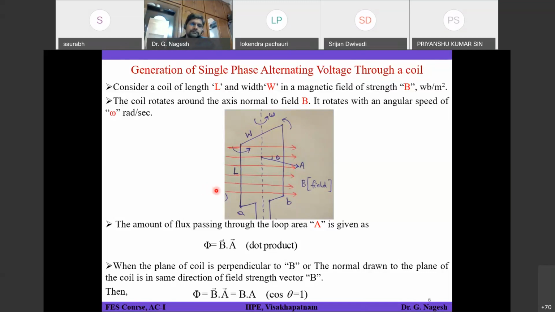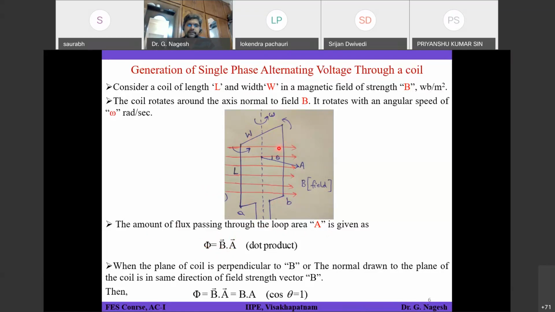So we'll see how the voltage is generated, what is the expression for the voltage generated in this coil. The amount of flux passing through the loop area: if you consider this L into W as the loop area, the flux passing through this loop area is given by phi equals B into A. B is flux density, phi by A, so phi equals B into A, where A is the area of cross section of the coil. This is basically a dot product because these are all vectors.